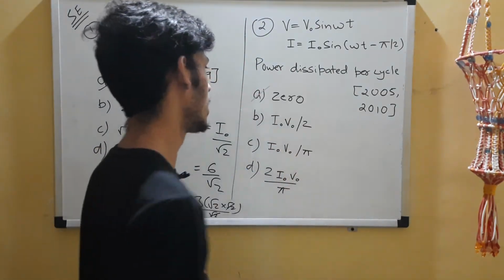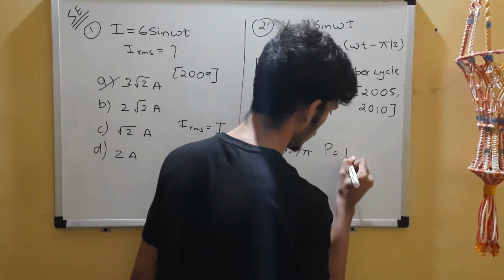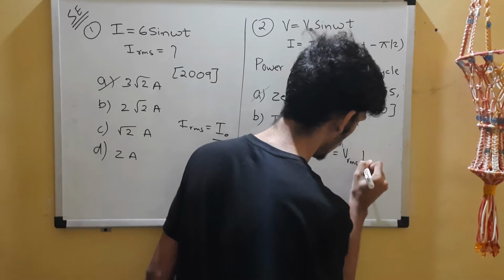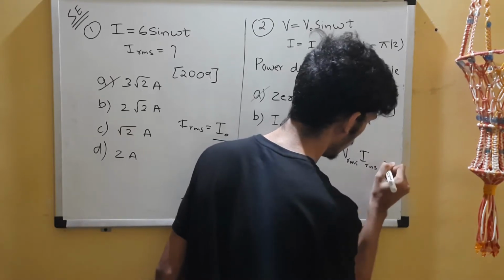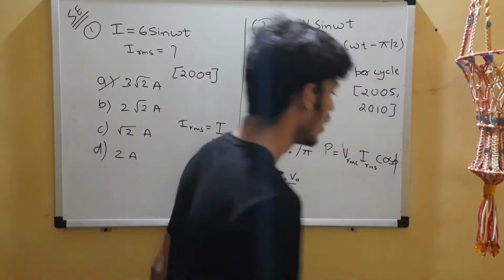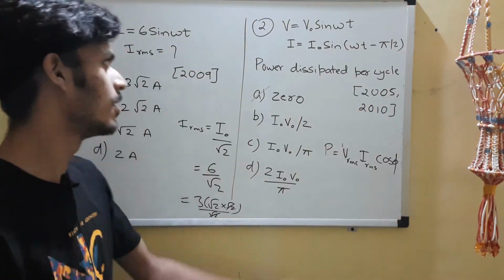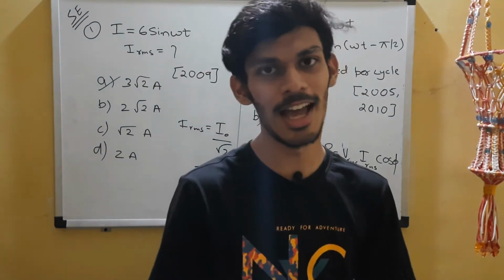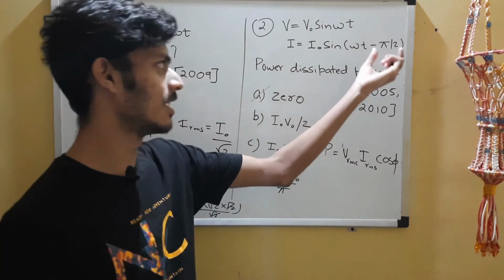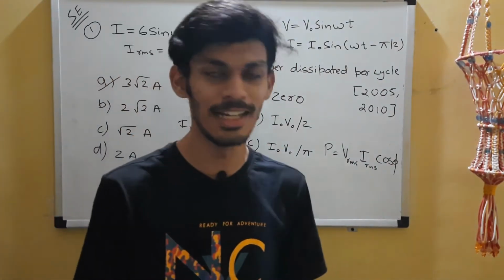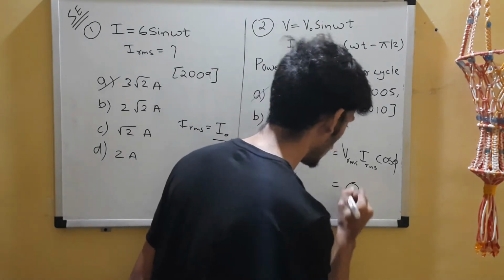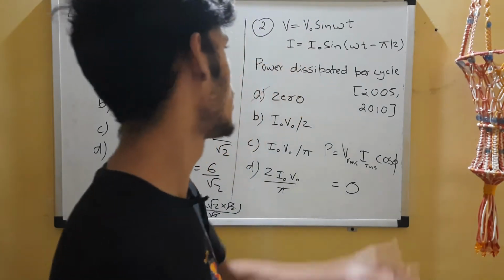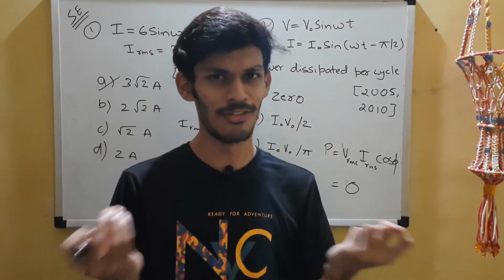That way you can see it, or you can apply the formula that average power is given as VRMS into IRMS into cos phi. Here VRMS and IRMS will be basically V naught by root 2 and I naught by root 2, same logic as before. And cos phi, where phi is the phase difference between the two, will be pi by 2, cos 90, which is 0. So the average power dissipated over a cycle is 0, which was obvious by looking at the phase difference.